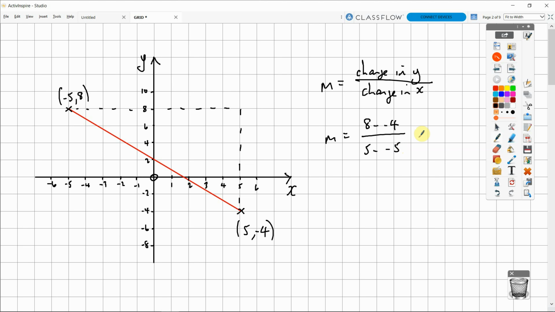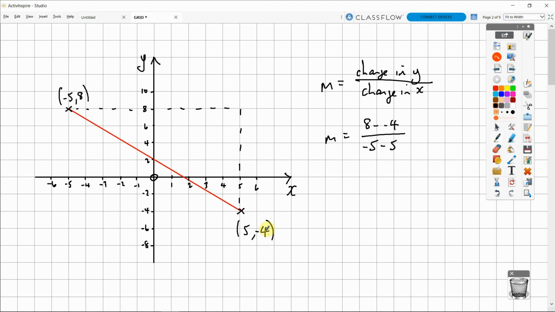But there's a subtle error hiding in here. Look at what I've done. 8 followed by negative 4. That is this point followed by this point. Whereas here, I've swapped the order over. I've started with this point and finished with that point. So that bottom line is actually wrong. If I'm going to start with 8 here at the beginning of this calculation, I must start with negative 5 here. So minus 5 take 5.